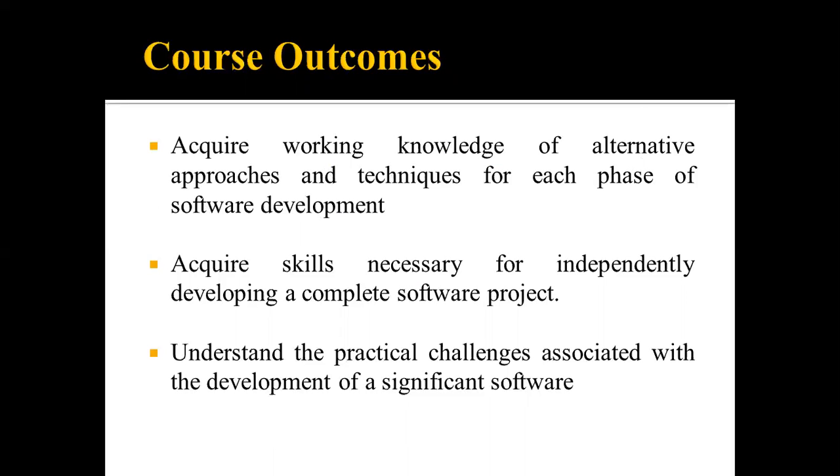The second outcome is what skills you need to have so that you can develop an entire project on your own. And the third outcome is to understand the practical challenges associated with the development of a significant software. As easy as it sounds, you just write a few lines of code, debug it, test it, and the software is ready. But you're also going to face some challenging issues. You might have bugs, where one functionality might affect another functionality. So you can identify the different challenges that you're going to face in a particular software while you're developing.